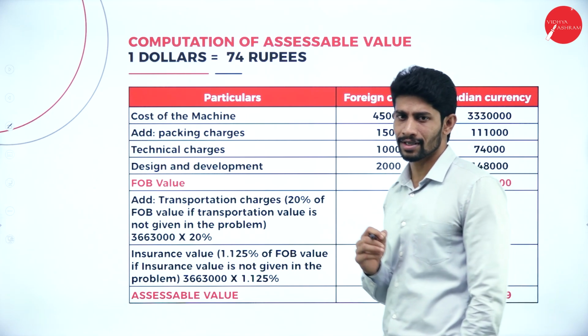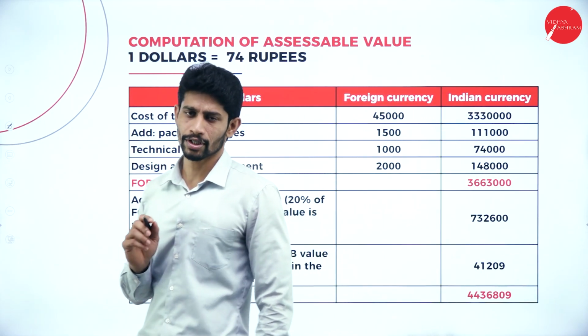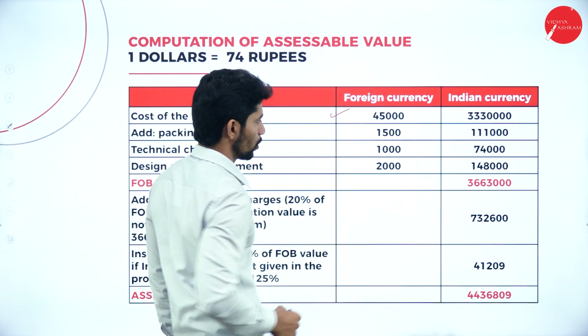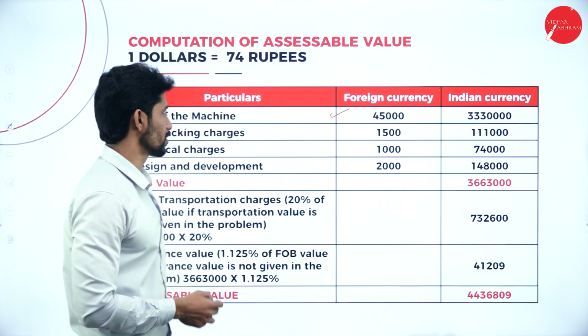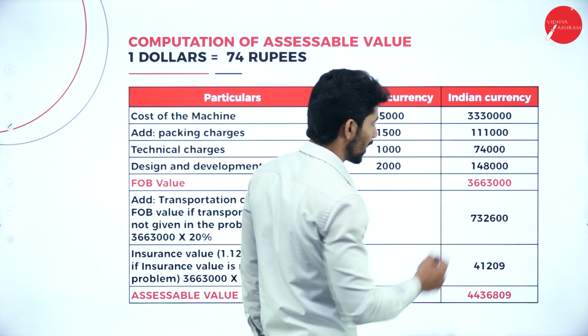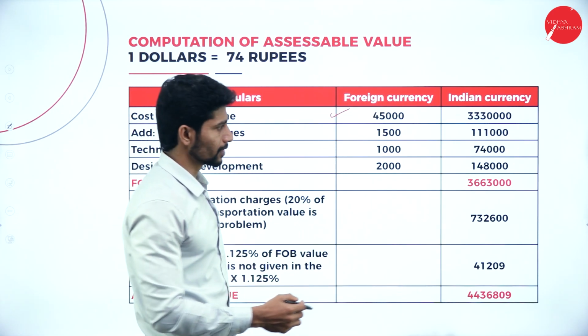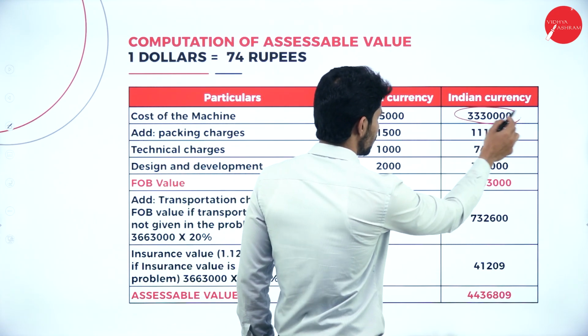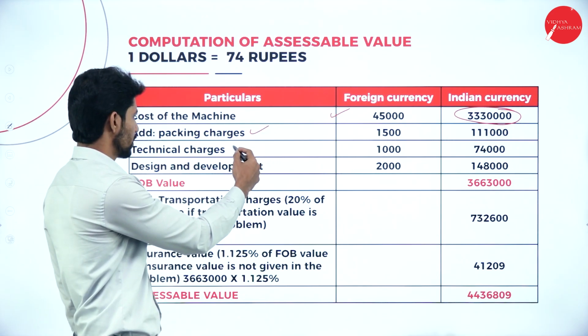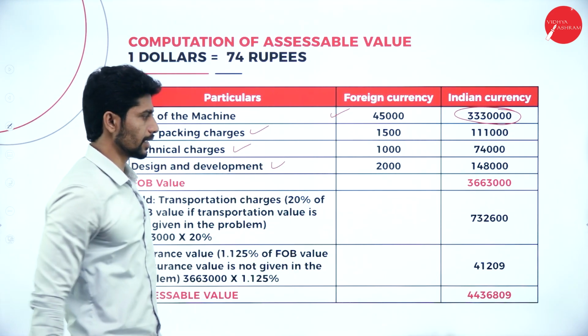So computation of assessable value. $1 equals 74 rupees. So what is the cost of the machine in the problem? Cost of the machine is $45,000. So into rupees, 74 per dollar. How much will you get? You will get 33,30,000. Next, add packing charges, technical charges, and design and development charges.